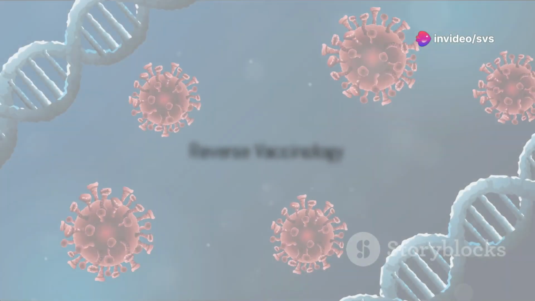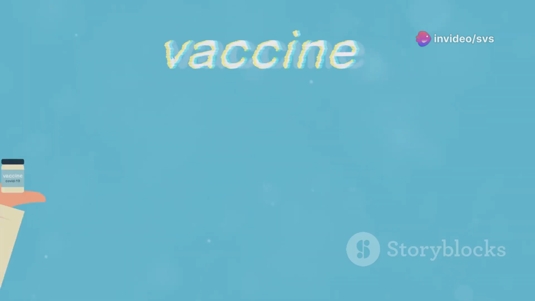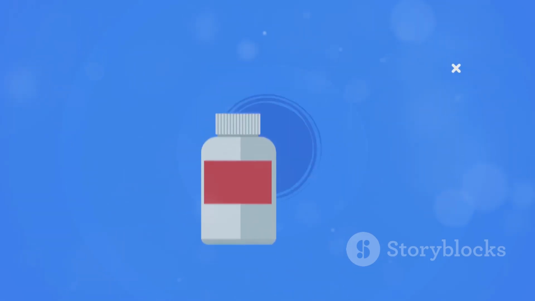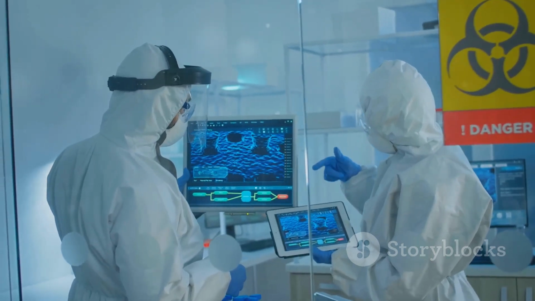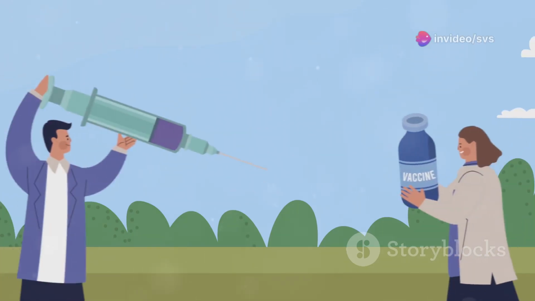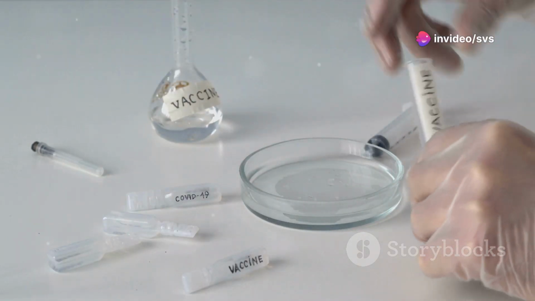Reverse vaccinology. This approach starts with the pathogen's genome to identify genes that code for potential antigens. The selected proteins are produced in the lab and tested for their ability to elicit an immune response, a useful method for pathogens difficult to culture. For example, the meningococcal B vaccine, or Bexsero, was developed using reverse vaccinology.